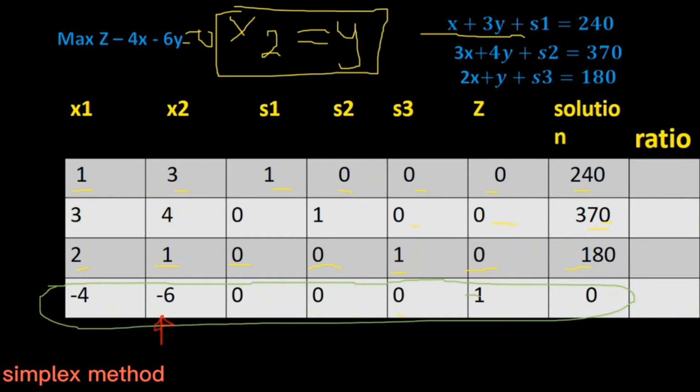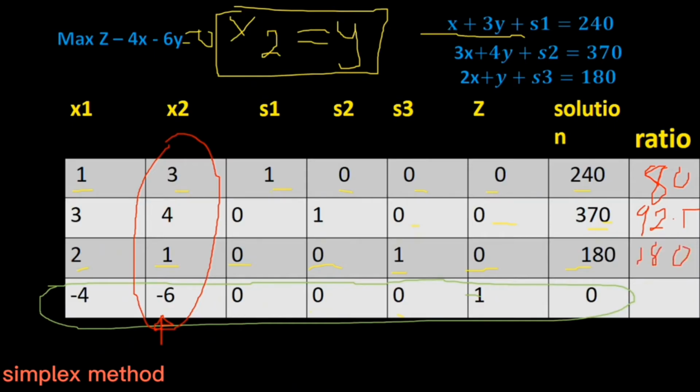Therefore, our pivot column is this one. To find the pivot row, how are we going to do it? We do the ratio. The ratio is the solution column divided by the pivot column. 240 divided by 3, you are going to have 80. You can solve it using your calculator. 370 divided by 4, you have 92.5. 180 divided by 1, we have 180.